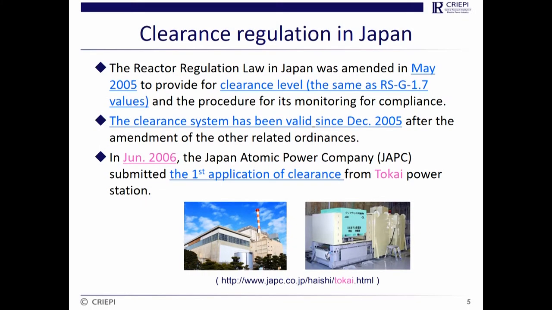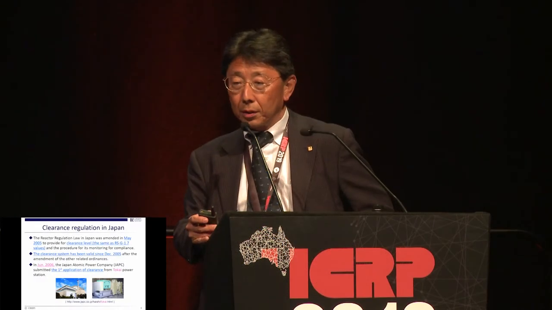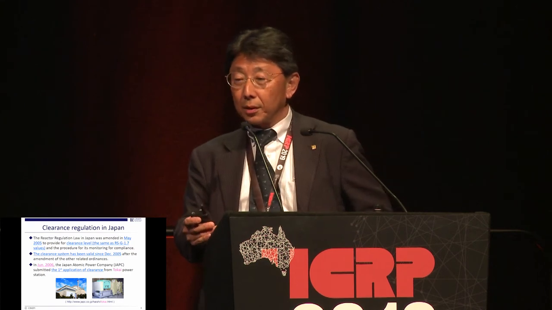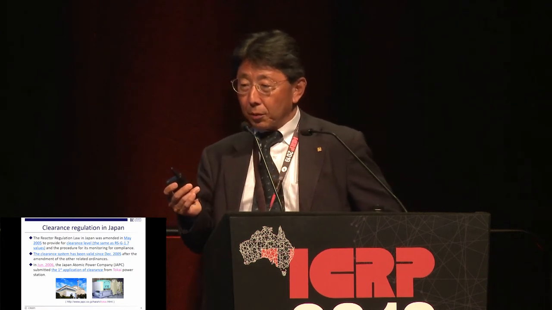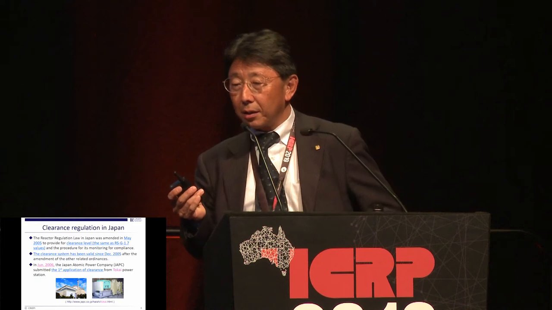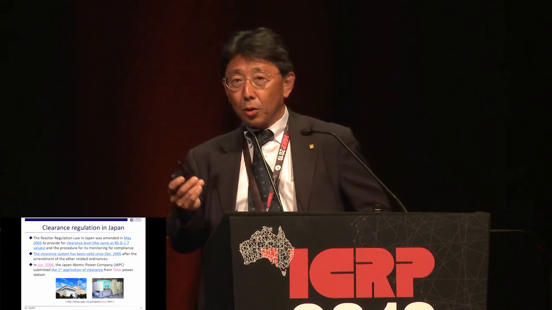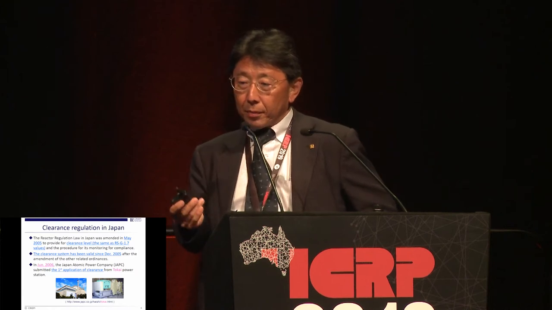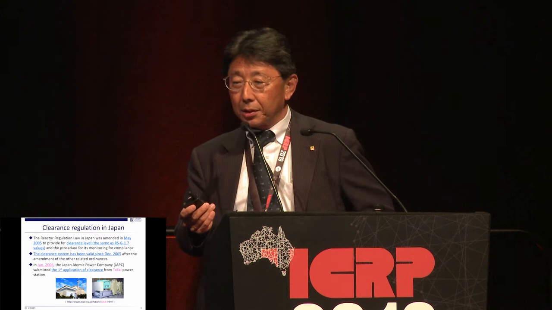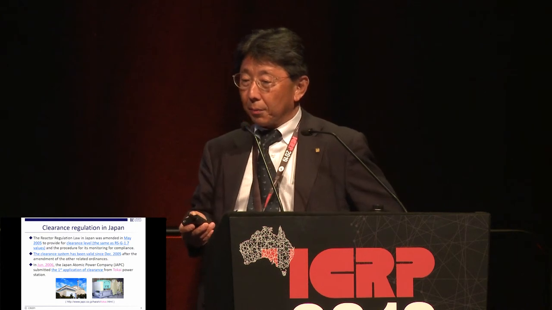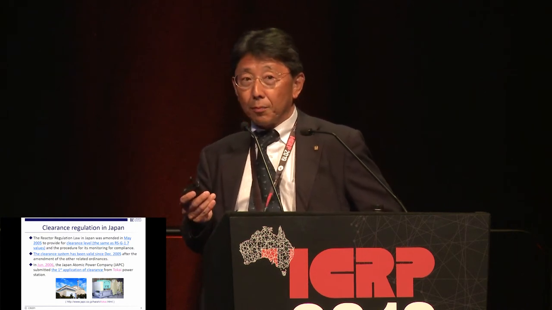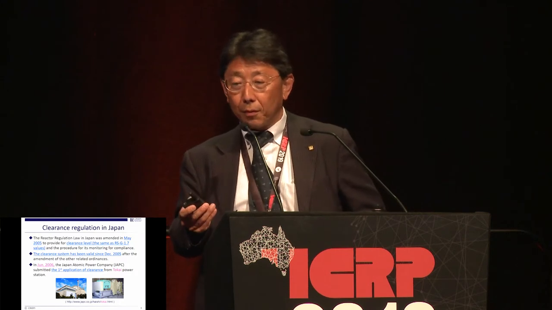So this is a slide for the clearance regulation in Japan. The reactor regulation law in Japan was amended in 2005 to provide for the clearance level. The Japanese clearance level is completely the same as RS-G-1.7, the very important safety guide in the IAEA, which was already incorporated into the BSS. So the clearance system in Japan has been in force since December 2005. After that, in June 2006, the Japan Atomic Power Company, JAPC, submitted the first application of clearance from Tokai Power Station in Japan.